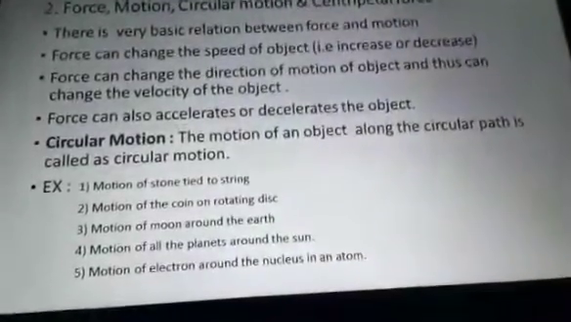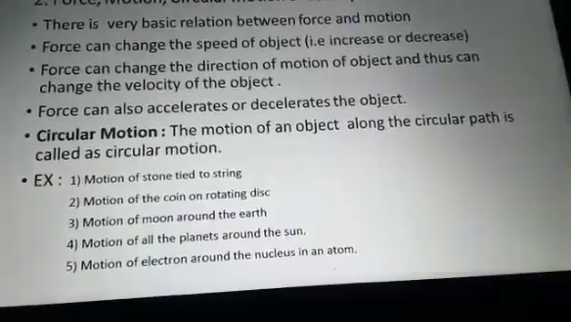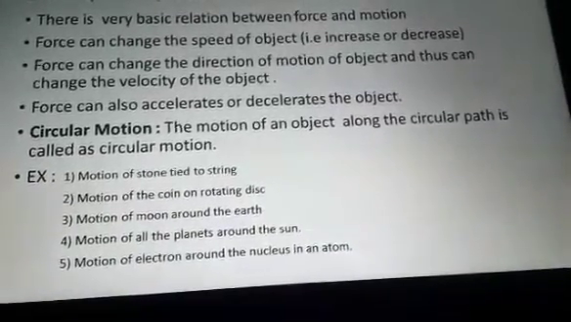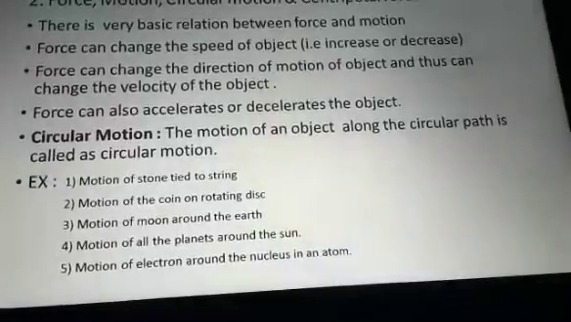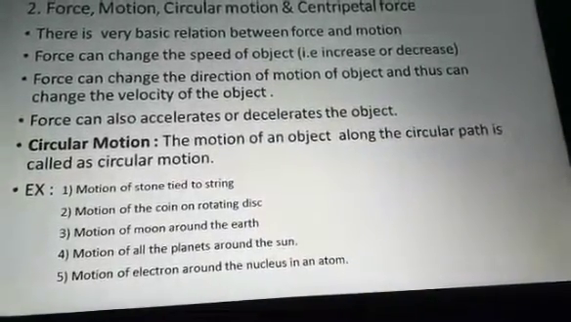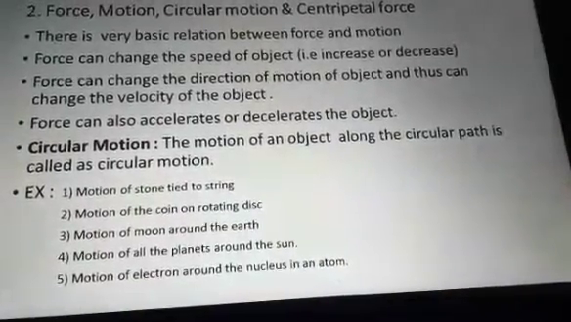The first one is the motion of a stone tied to a string, motion of a coin on a rotating disc, motion of the moon around the earth, motion of all the planets around the sun, motion of electrons around the nucleus in an atom. These are all examples of circular motion. In each case, the object is revolving in a circular path.